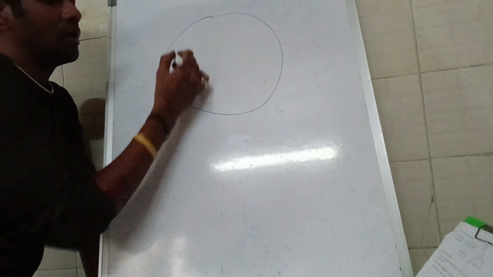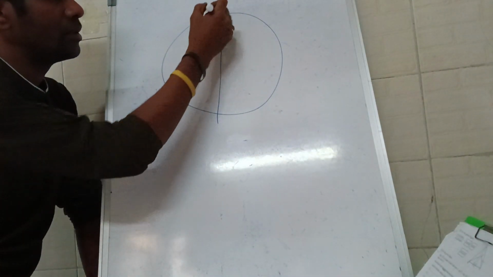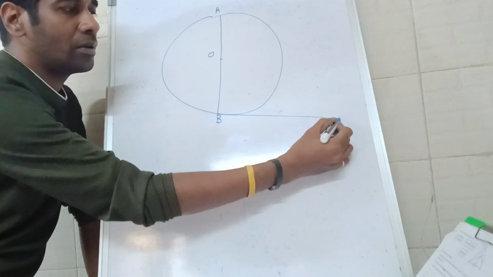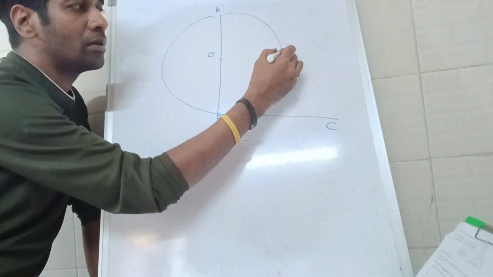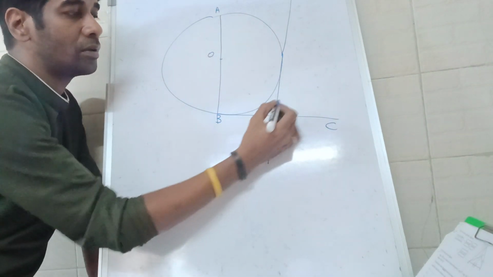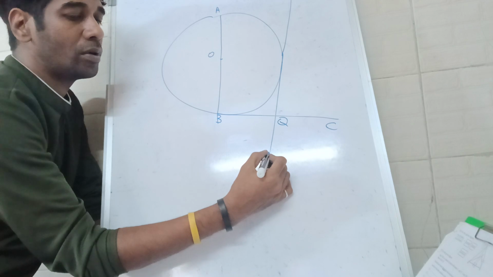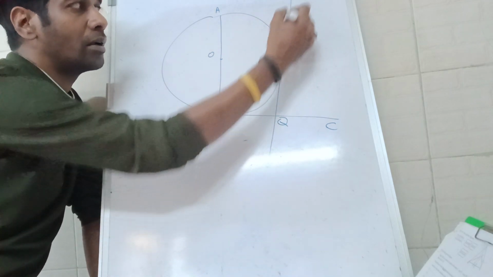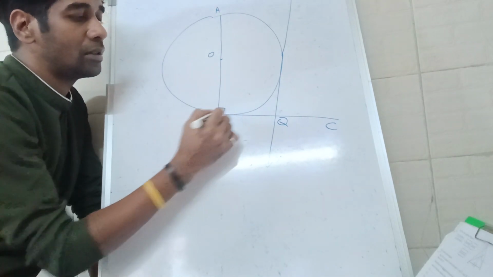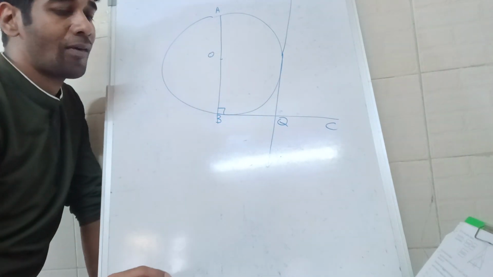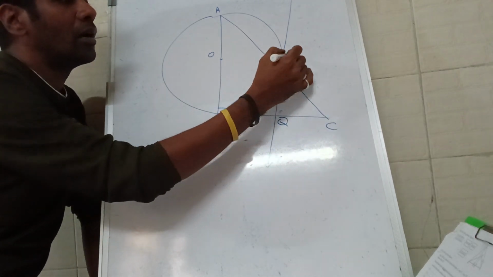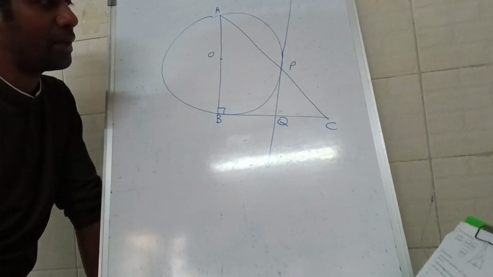Here is a circle, so diameter A, O, B, C, Q, Y, X, P.